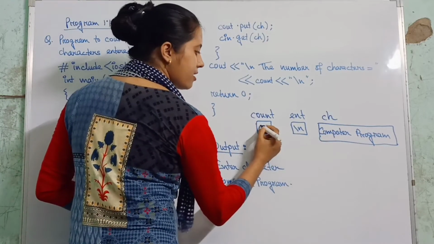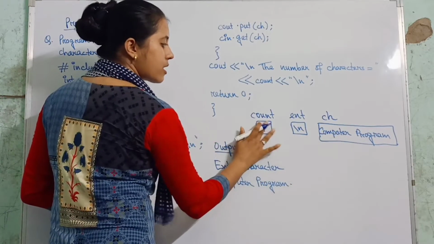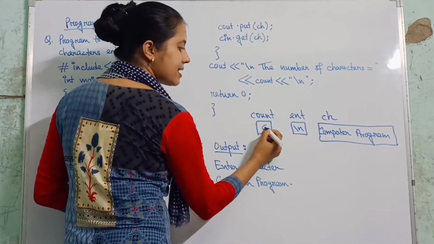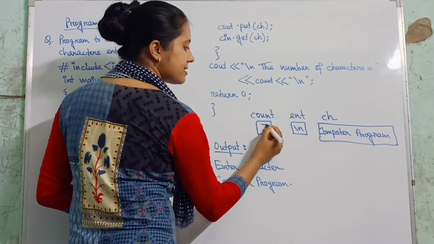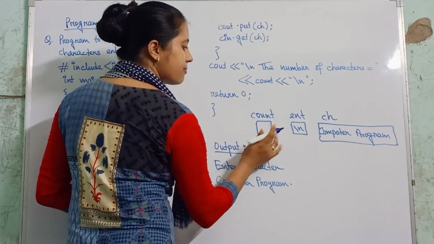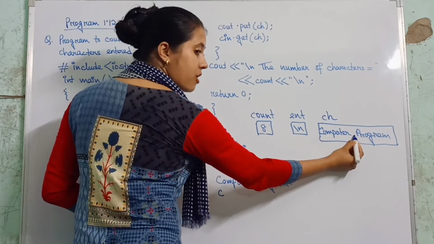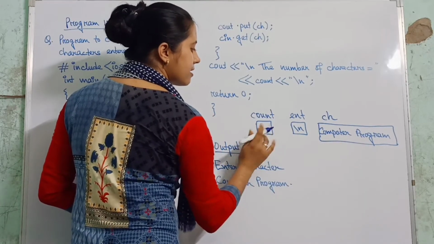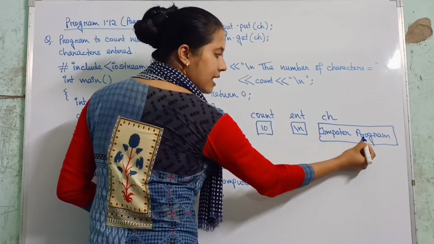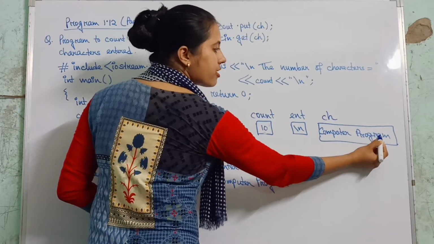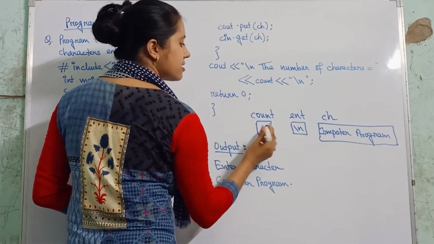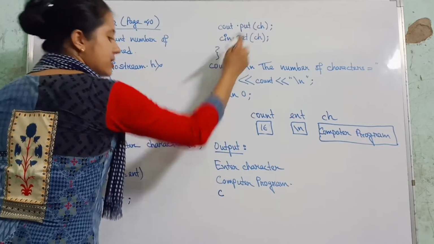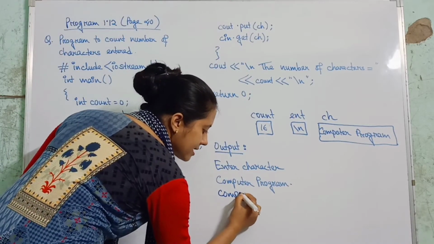For p count will be 4. For u count will be 5. For t count will be 6. E count will be 7. R count will be 8. Blank space will also be counted. So 9. Then P 10. Then 11, 12, 13, 14, 15 and 16. So what value will it count? 16. And it will get this put ch, so it will simply go on writing like this.